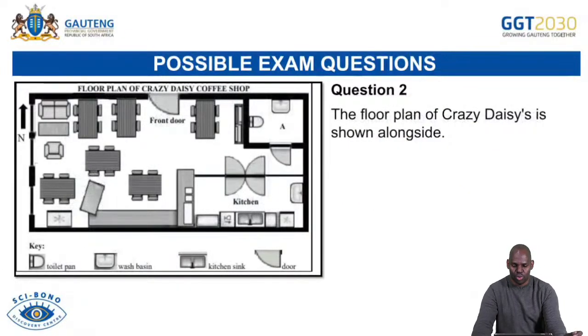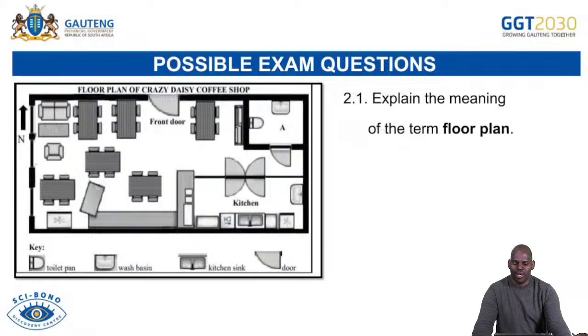Then the next question, which was also taken from one of the old question papers: the floor plan of Crazy Daisy is shown alongside. Explain the meaning of the term floor plan. Now that terminology is coming up, so it is also possible that it can be asked in the examination. You must have an idea, boys and girls. You must have your own interpretation that is relevant.